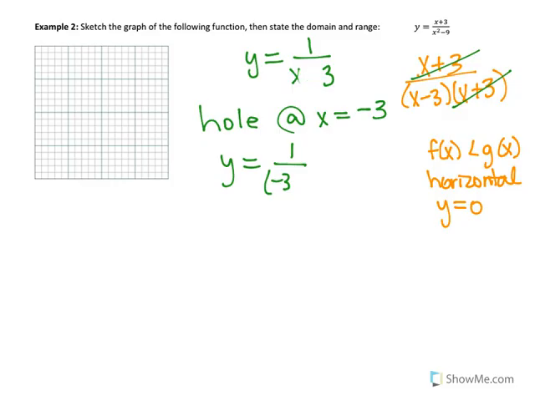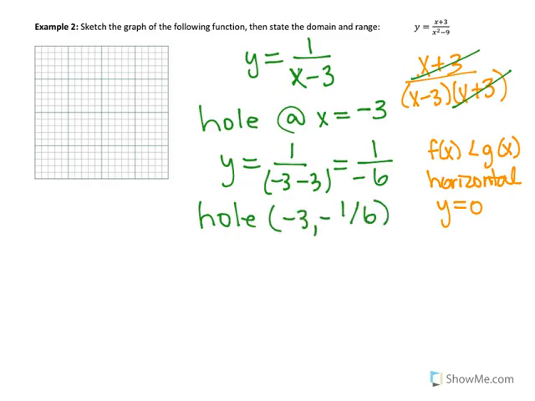This should be a subtraction. I was like, that doesn't work. So we'll plug it in there. So we have a hole at -3, -1 over 6, or 1 over negative 6. We have a vertical asymptote at what makes this 0, so x equals 3. We're not going to have any x-intercepts because there's nothing to make the top 0.